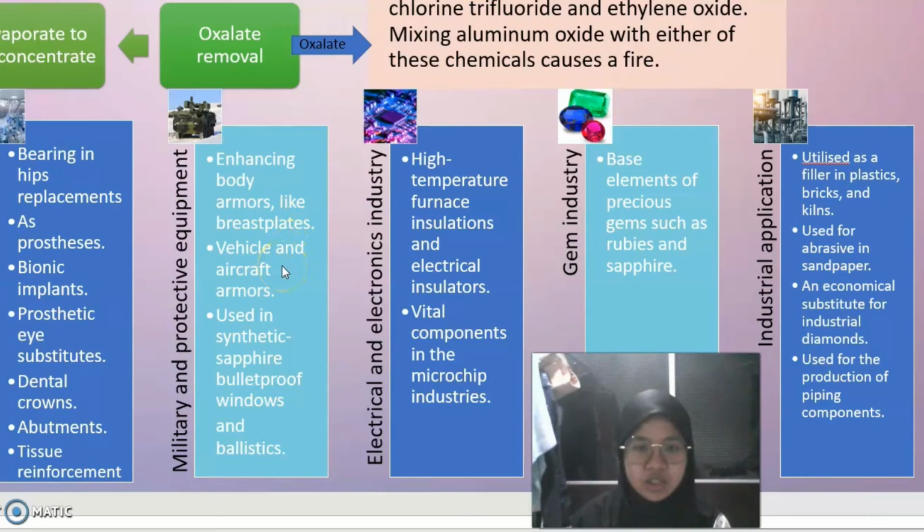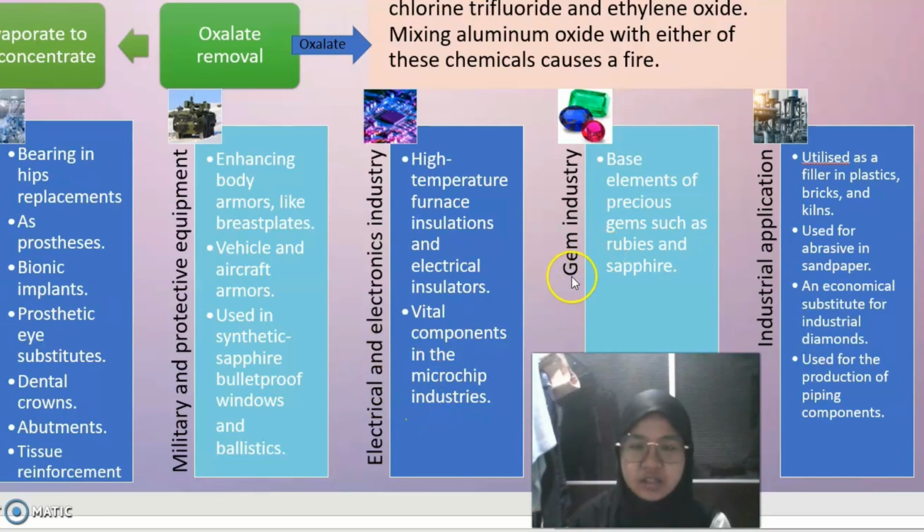Aluminum oxide is also used in the production of vehicle and aircraft armors. It is also used in synthetic sapphire bulletproof windows and ballistics. Next, aluminum oxide can be applied in the electrical and electronic industry, like high temperature furnace insulation and electrical insulators. Aluminum oxide is also a vital component in the microchip industry.